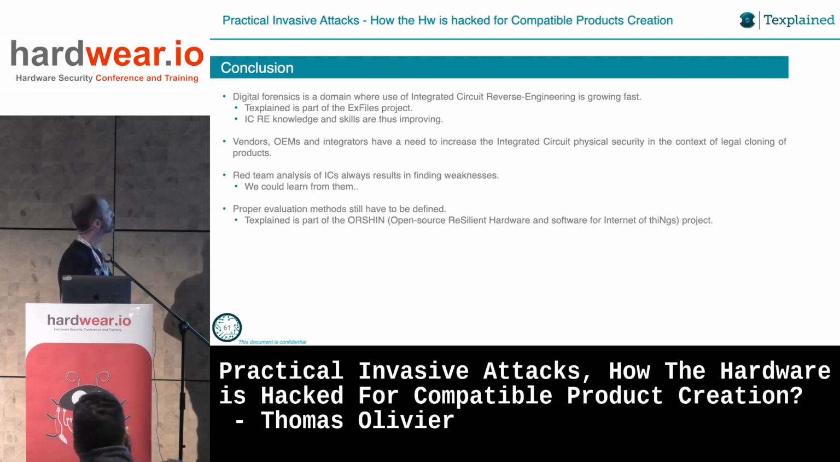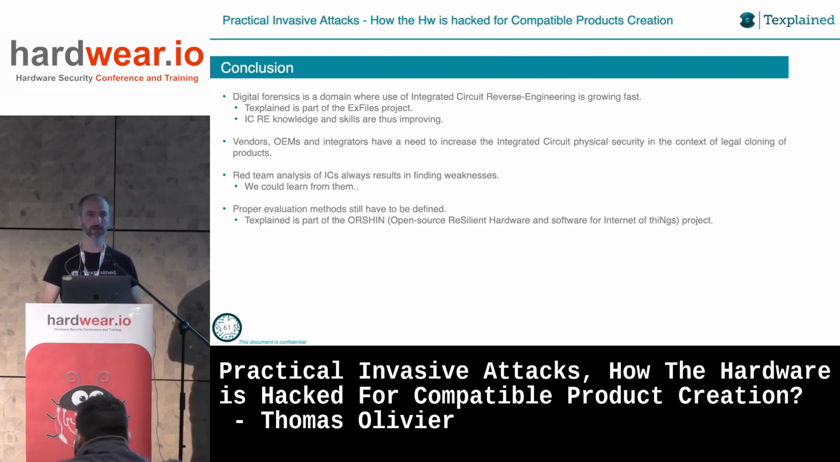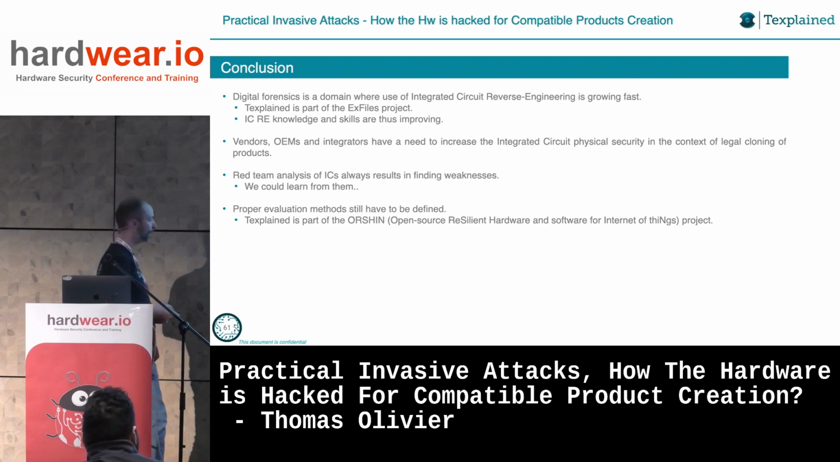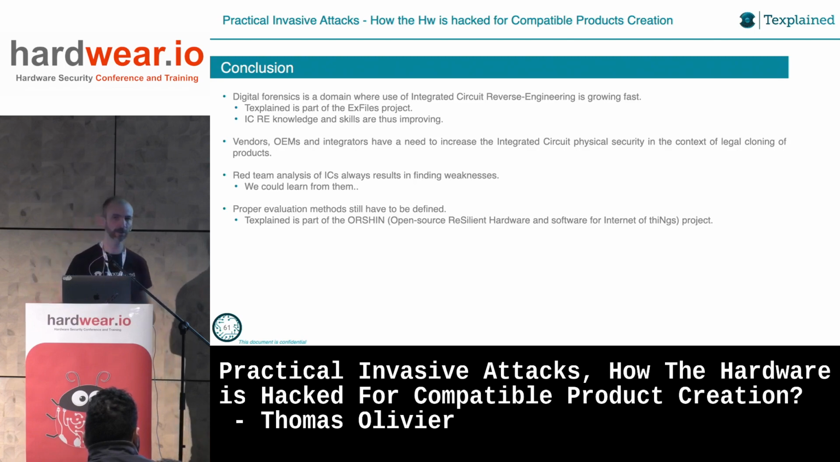And last slide, I think, is some kind of history again. I can see that reverse engineering ICs is increasingly getting big. And as Texplained, for example, we are part of a European project with law enforcement agencies to use this kind of techniques to learn things from secure encrypted devices, right?